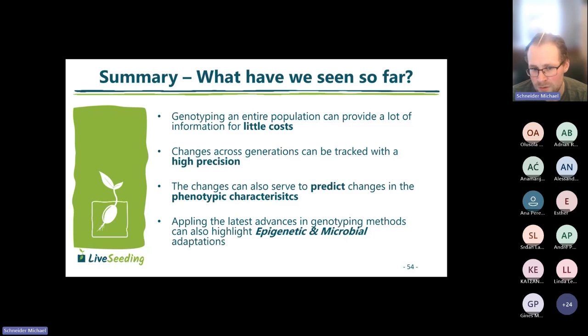We can see also changes across generations, and depending on how deep we sequence, we can track this with very high precision down to genes, and with this extract some phenotypic variations and predict this. And the advances in the latest sequencing techniques also allow that we can nowadays track the epigenetic and microbial variations in this organic heterogeneous material.